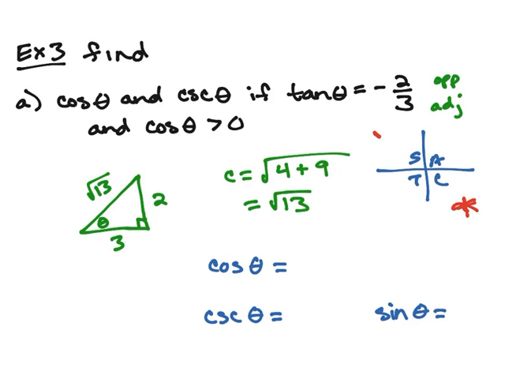All right, cosine is adjacent over hypotenuse. My adjacent is 3. My hypotenuse is the square root of 13. We are in quadrant 4 where cosine is the only thing positive. So it's positive. And we rationalize it. Multiply by square root of 13 over square root of 13, and I get 3 root 13 over 13.